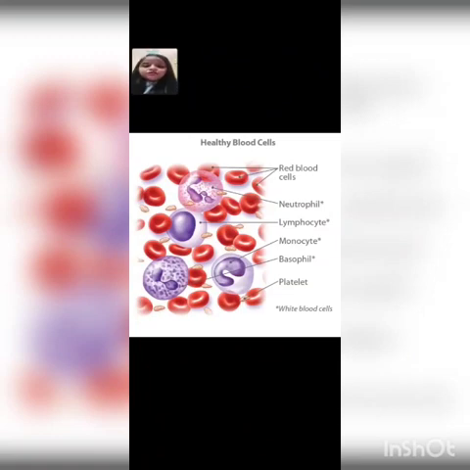This is a picture of healthy blood cells. In this you can see the red blood cells, neutrophil, lymphocyte, monocyte, basophil, platelets.